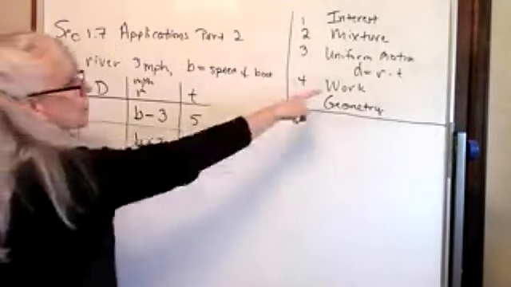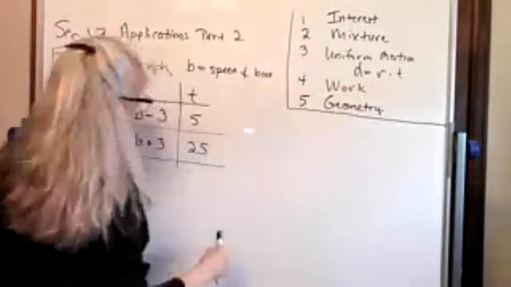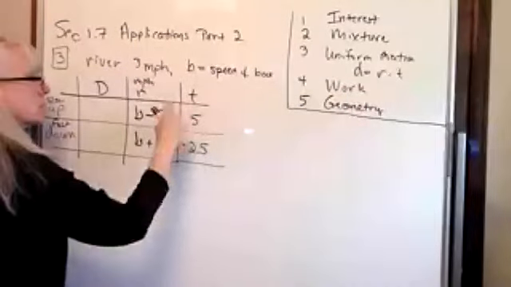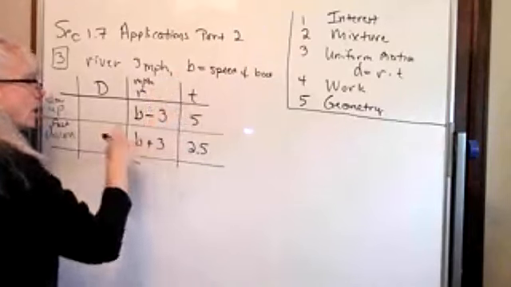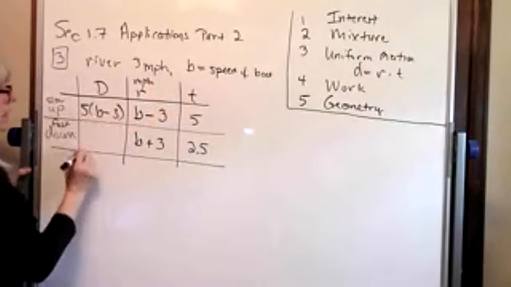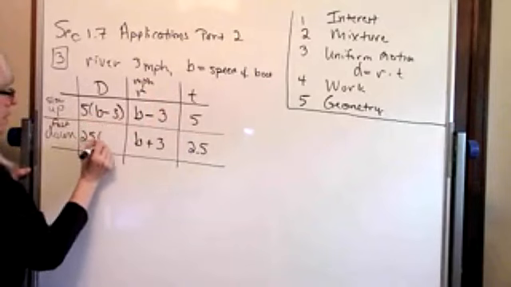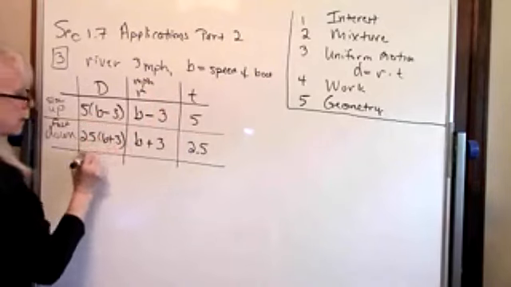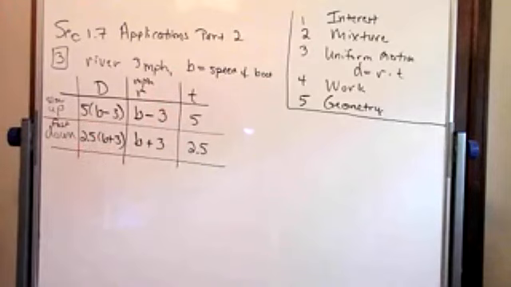We're going to follow the formula. The distance is the rate multiplied by time. So this time we're going to take this column and multiply it by this column. We're multiplying these two columns and writing them over here. So I have 5 times (B minus 3), and I'm going to have 2.5 times (B plus 3). Well, we've got the chart filled in, but now we need to write an equation.